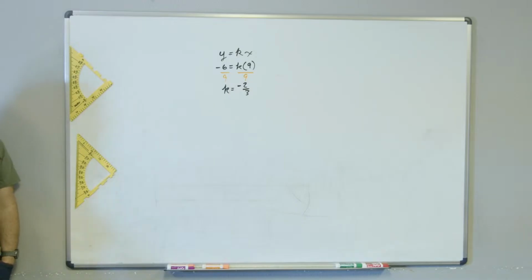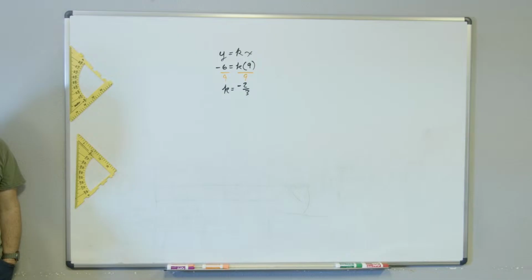Okay, now what should we do? Put -2/3 in for k when you rewrite the equation. Why is it negative? Because 6/9 reduces to 2/3. Oh, you reduced it. Okay.